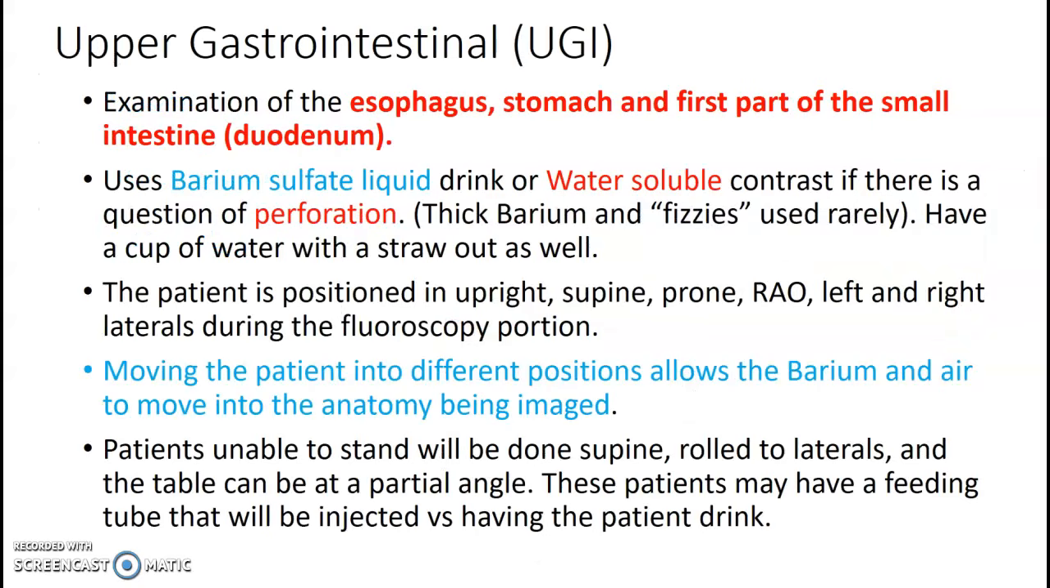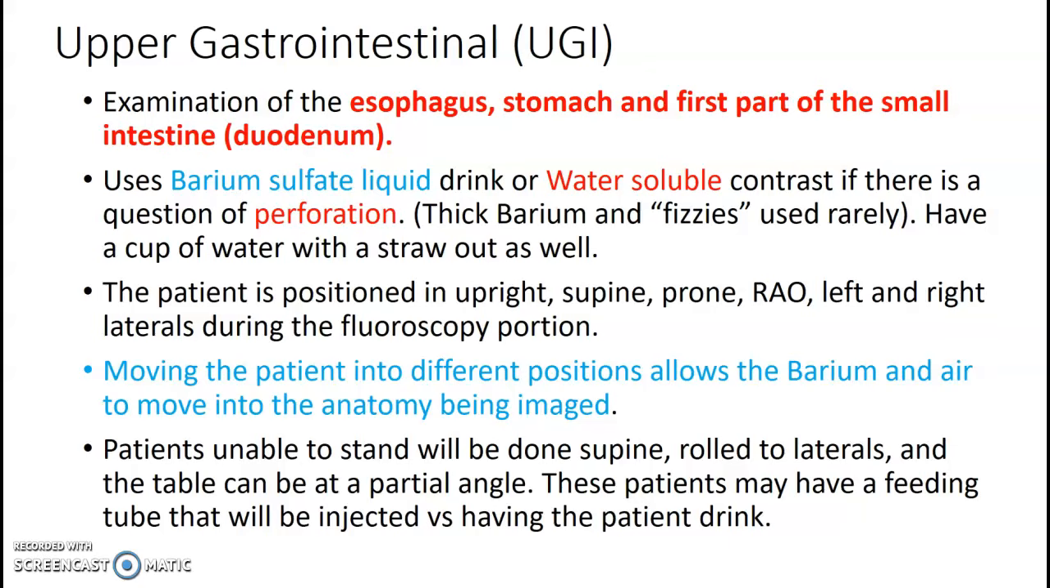position. The upper GI, we're looking at esophagus, stomach, and the first part of the small intestine, which is the duodenum. Most often we're using barium or a water-soluble contrast if there's any question of perforation. We don't often use the thick barium in the physies anymore, depending on your radiologist, but you're also going to want to have a cup of water and a straw out on your counter as well.